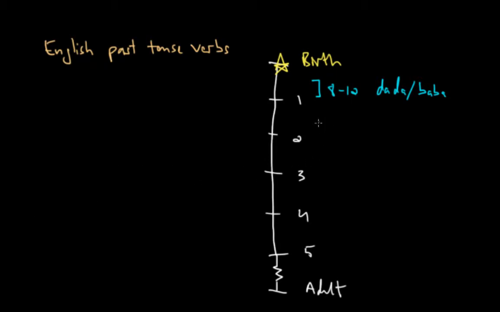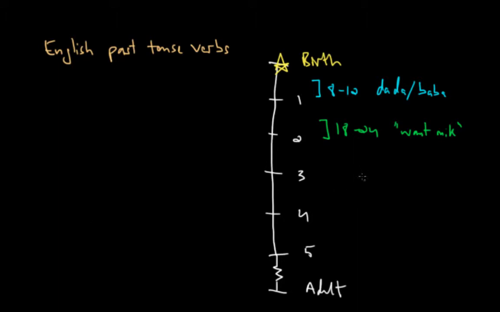Between the ages of 18 and 24 months, which I'll do in this green color, this is when infants typically gain the ability to say two-word phrases. So you might hear something like want milk, or daddy go, or hi mom, or something like that. Not too complicated, but you can get an idea of what the infant is saying.